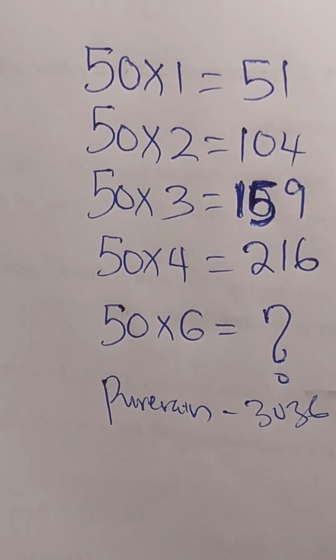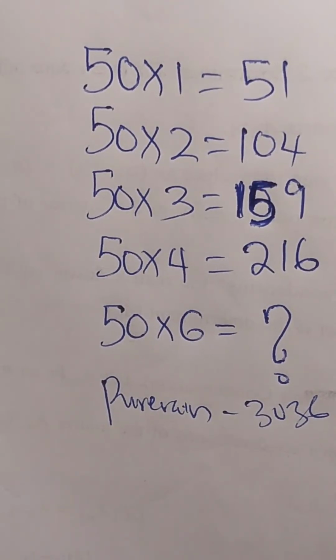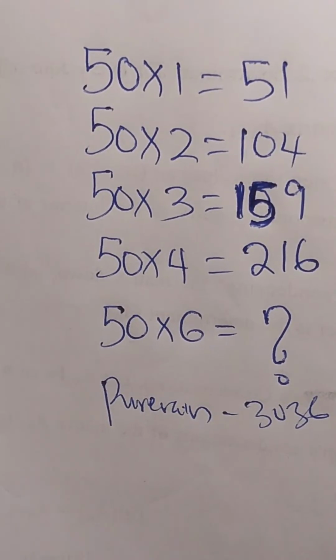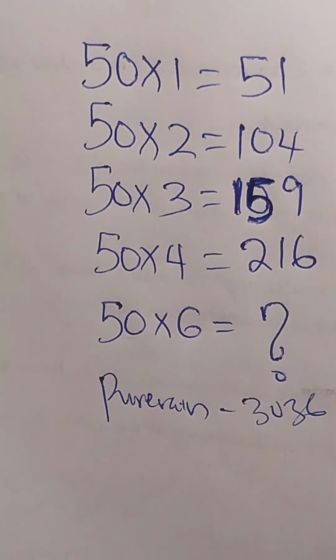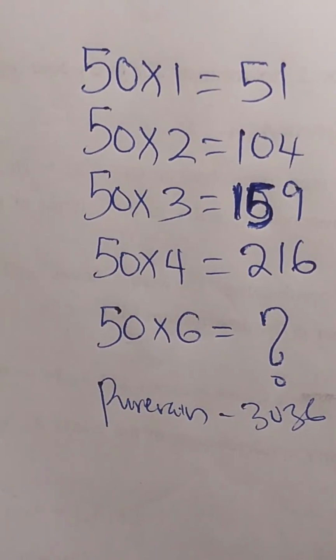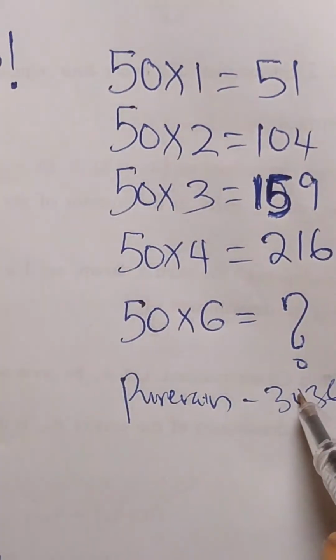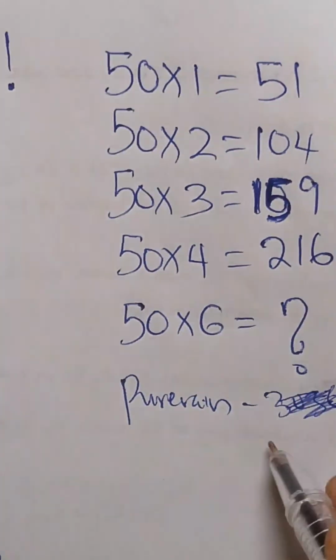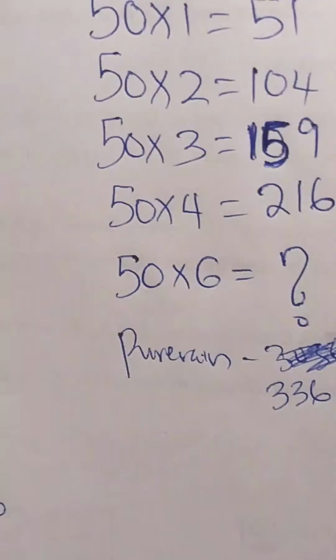So Pure Rain, you said again 336. Please, which one is your final answer? Choose a final answer. Pure Rain, please, what's your final answer? Okay, Pure Rain, final answer 336. Okay, so we are changing this to 336.